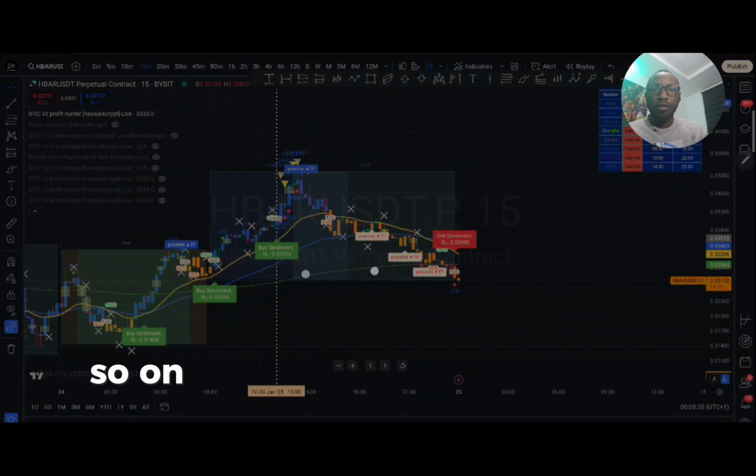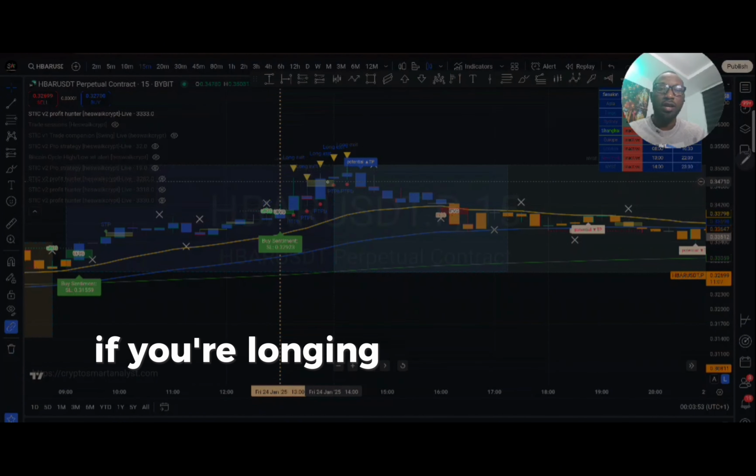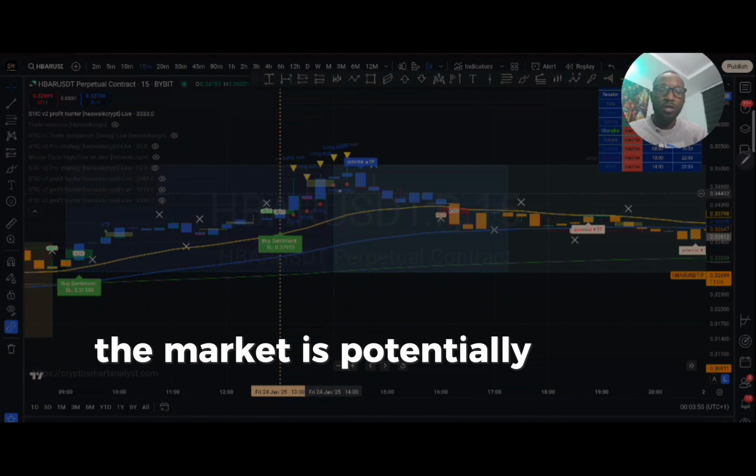You can see this was when the candle closed for bullish break, and I saw this going uptrend. One of the things Stick indicated was long exit. You can see long exit. That is, if you're longing, get out of a trade right now. The market is potentially going to reverse. So when I saw this, that was my cue not to follow the trend. Even if you're following that, you should get out here.